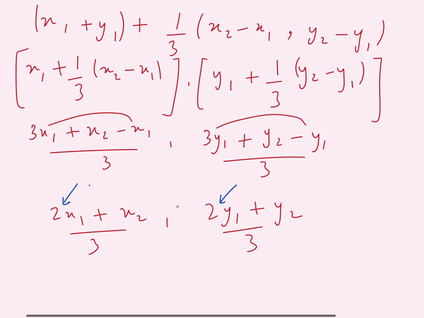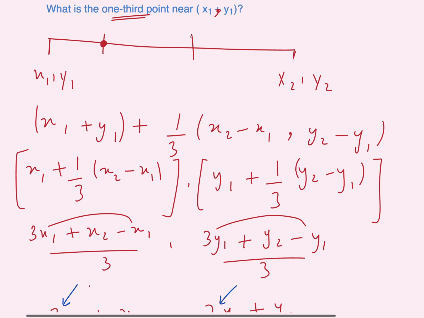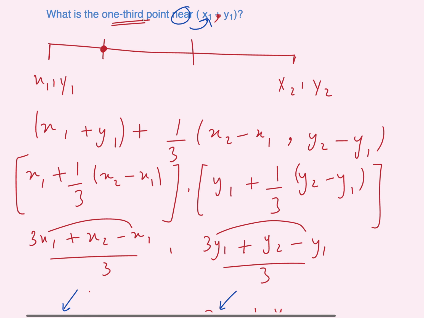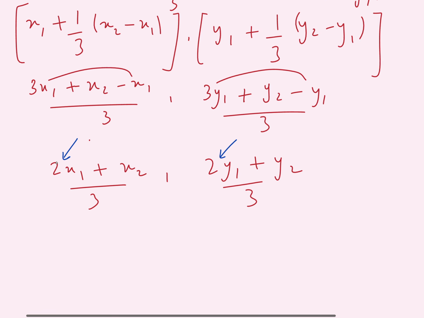Why? Because I need the 1/3 point that is near this point. So when I derive the formula, it will also have 2 with x1 and 2 with y1, right? But if you want the 1/3 point that is near x2 and y2, then you'll put this 2 with x2 and y2 respectively, right?